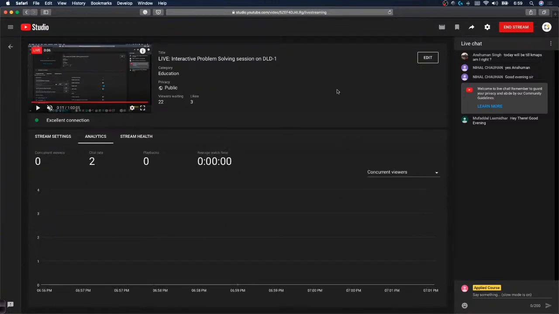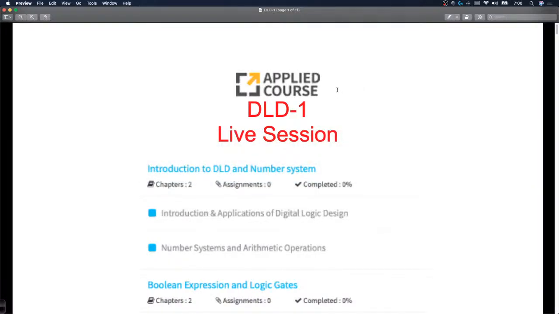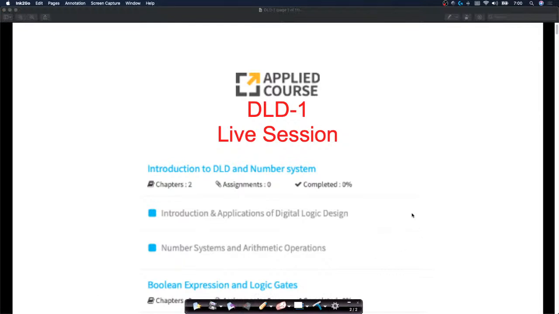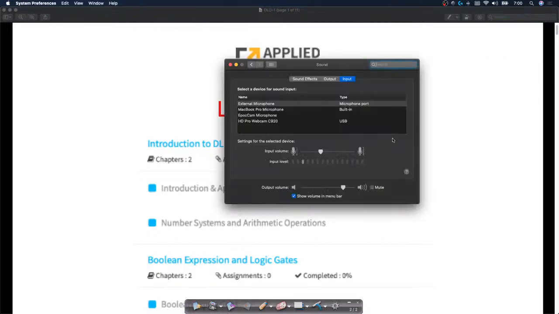Could you please also confirm in the chat window? I have the chat window open on a different computer, basically my phone. Could you please confirm if you're able to see my screen and if you can hear my voice, so that we can get started with the session in a couple of minutes. Is my audio clear, is the volume sufficient? Let me just check here. I can increase it slightly.